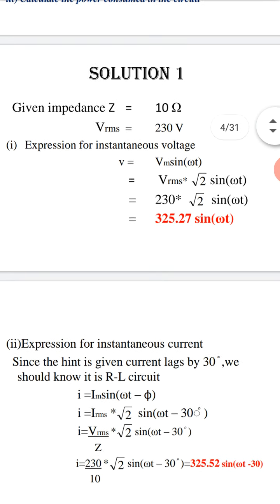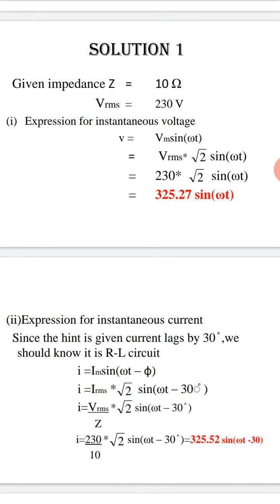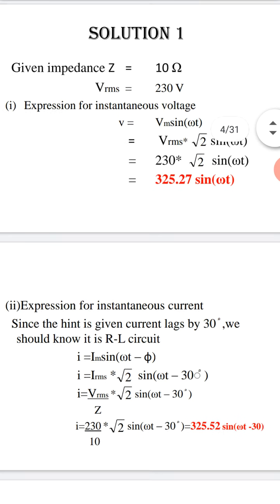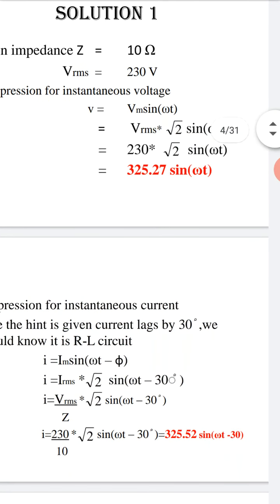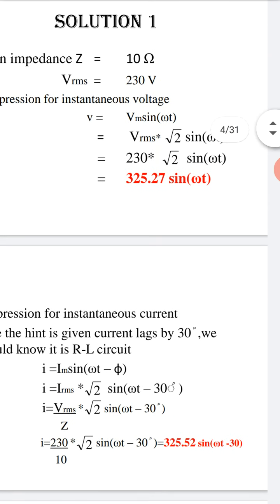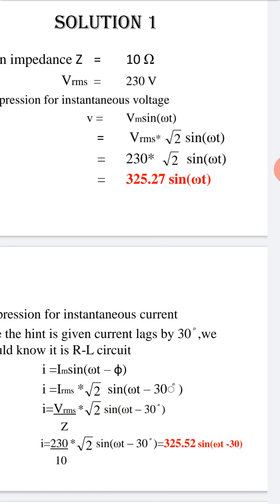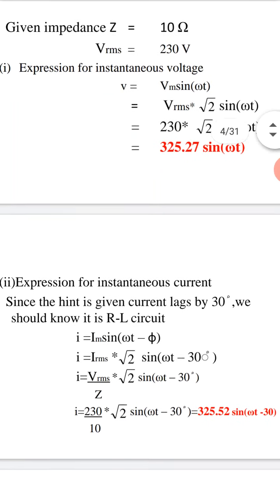So the solution is, you can see here, given impedance Z is equal to 10 ohm, Vrms is equal to 230 volt. So we know that the equation for instantaneous voltage, whatever be the type of circuit, V is equal to Vm sin omega t. Vm is Vrms into root 2. That is written in the next step. So Vrms is 230, so 230 into root 2 sin omega t, which is equal to 325.27 sin omega t.